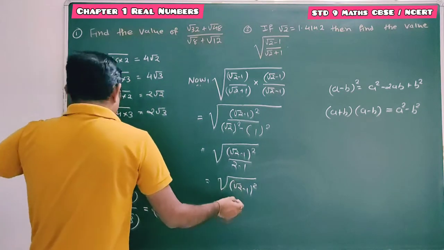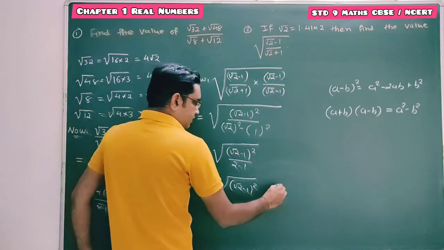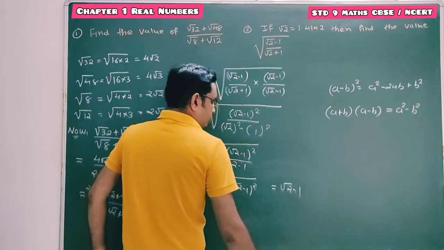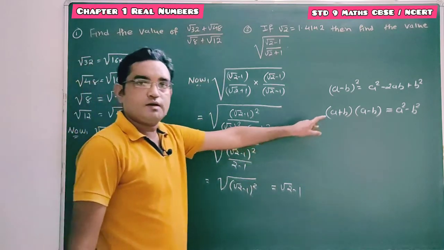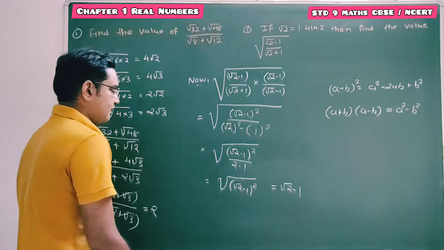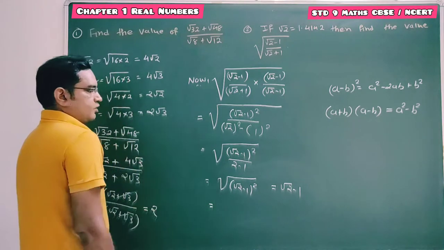So here we can cut this square and square root. So this is equal to root 2 minus 1. There is no need to do this expansion, the answer has come directly. So it's root 2 minus 1.